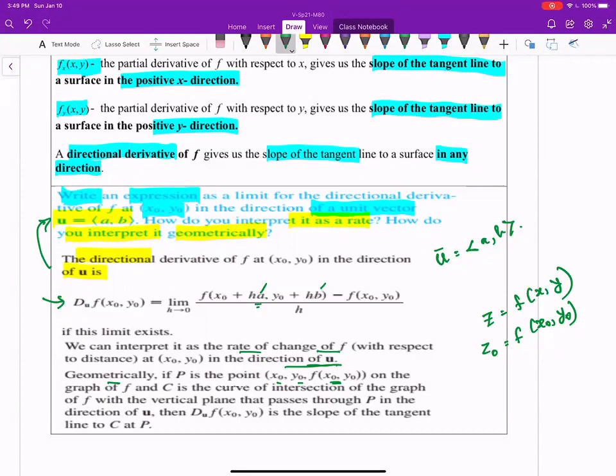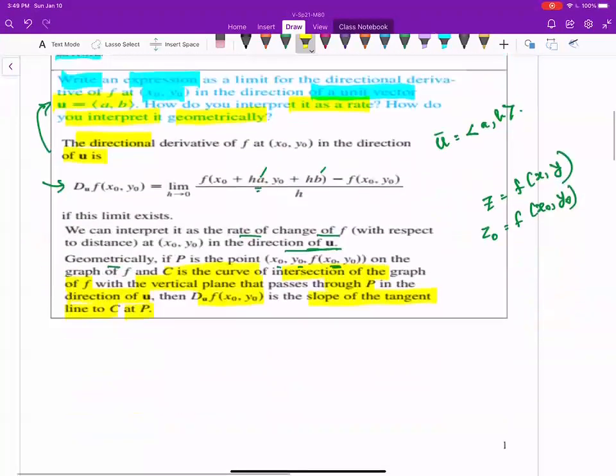Geometrically, if P is any point x0, y0 and f of x0, y0 on the graph of f, and C is the curve of intersection of the graph of f with the vertical plane that passes through the point in the direction of u, then D sub u f of x0, y0 is the slope of the tangent line to C at P. Similar idea like f sub x and f sub y, because there it is the slope of the tangent line in the direction of the x-axis or y-axis. Here it is in the direction of the unit vector u. That's the only difference.